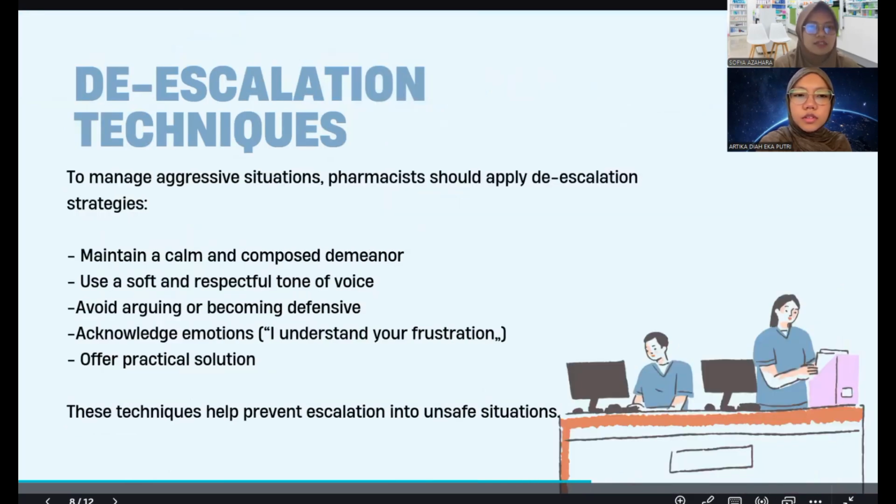And next is the de-escalation technique. To manage a crisis situation, pharmacists should apply de-escalation strategies. The first is to maintain a calm and composed demeanor. The second is to use a soft and respectful tone of voice. The third is to avoid arguments or becoming defensive. The fourth is to acknowledge emotions and understand the patient's perspective, and then offer a practical solution. These techniques help prevent escalation into unsafe situations.